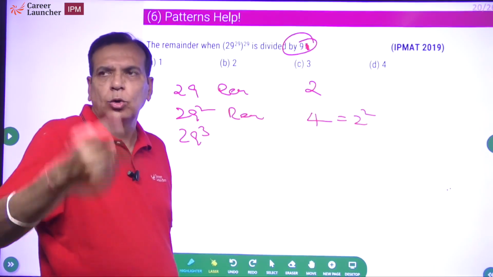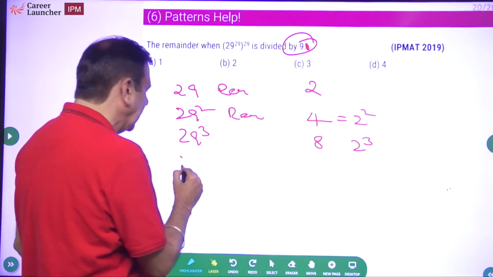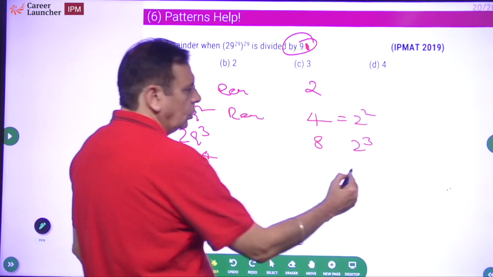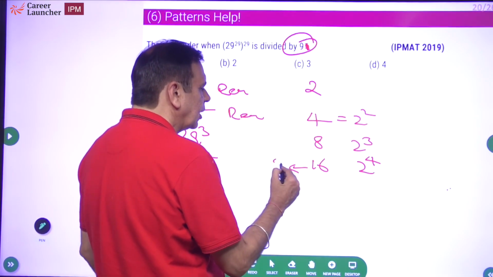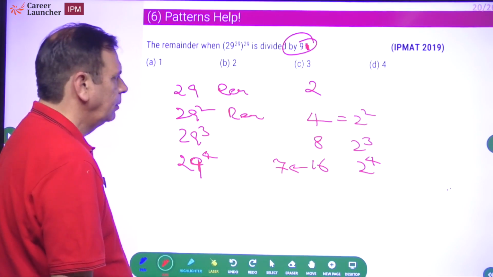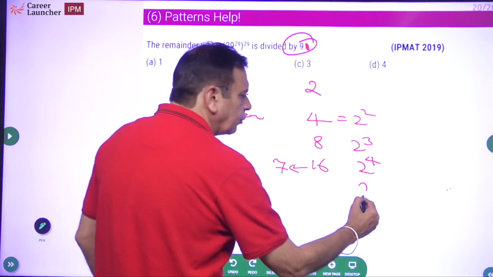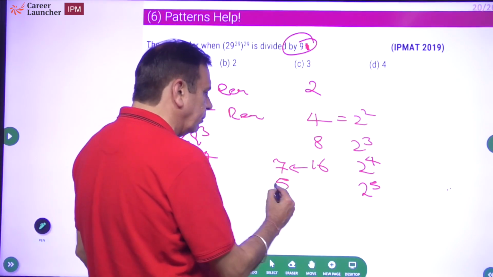It will be 2 into 2 into 2, 8. 2 cubed, 8. 29 to power 4 will be 2 to power 4, 16. 16 means 7. Okay. 29 to power 5 will be 2 to power 5, which means 32. 32 means 3 plus 2, 5.